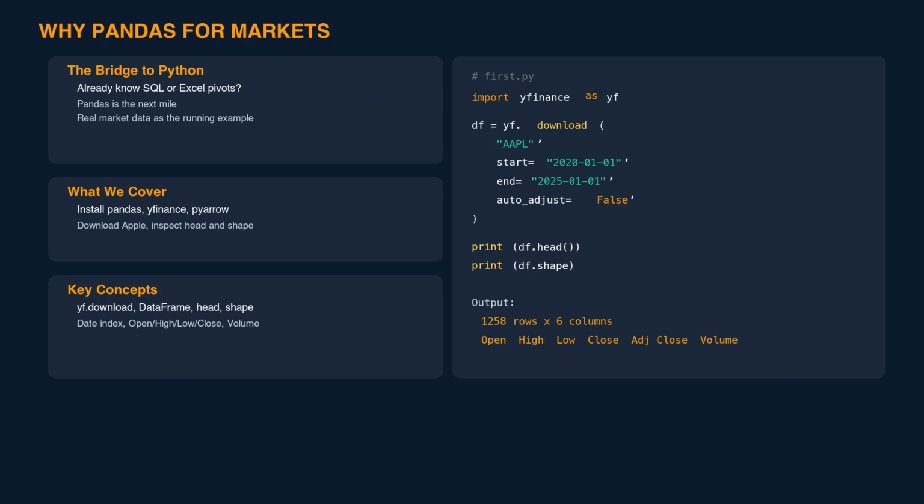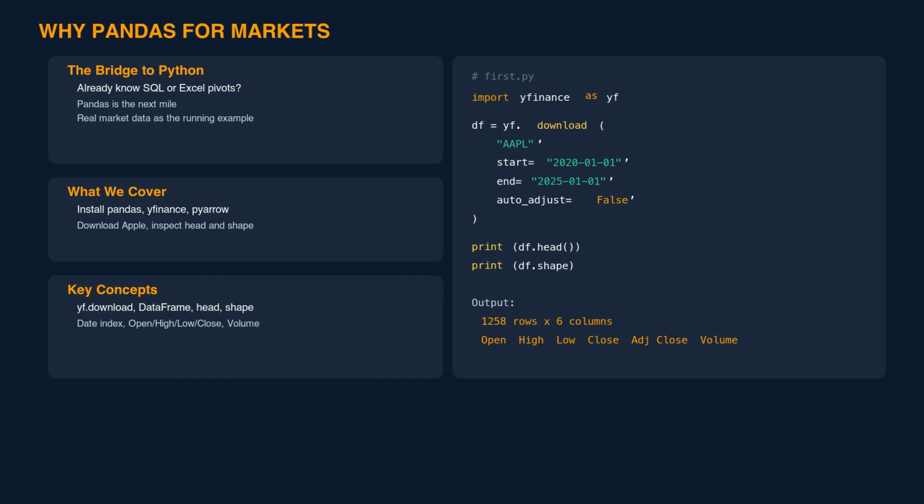If you finished SQL for Finance or Excel and Power BI for Finance, you already know how to query and pivot. Pandas is the next mile. It's a Python library. You write small scripts that read data, transform it, and print or plot results. The first one is 5 lines.